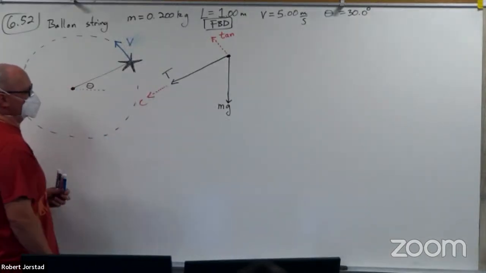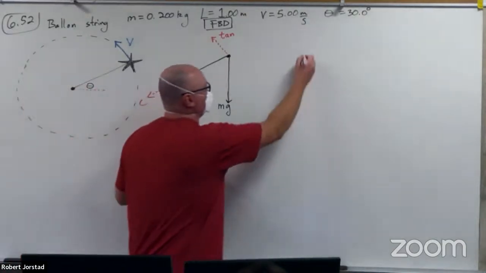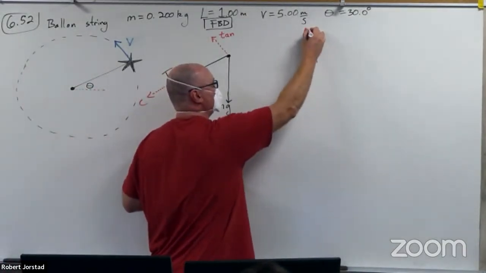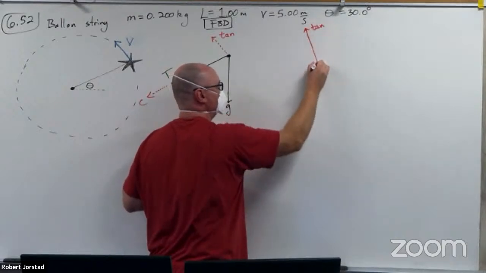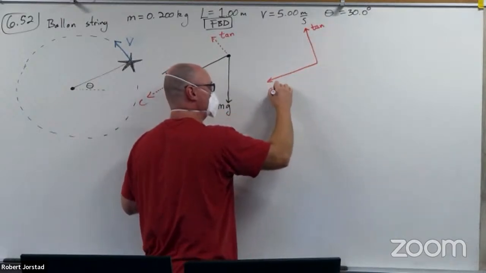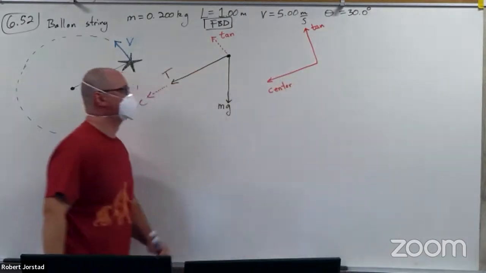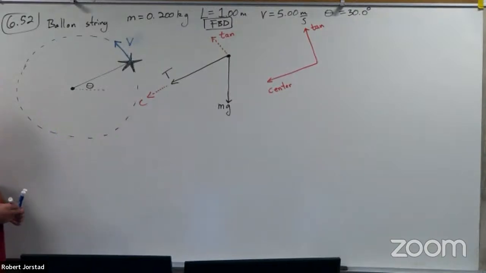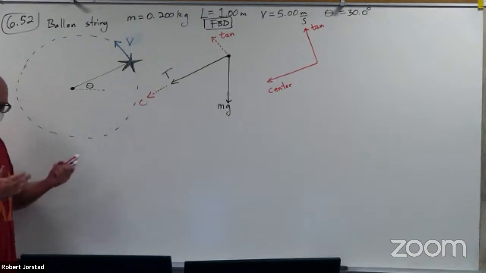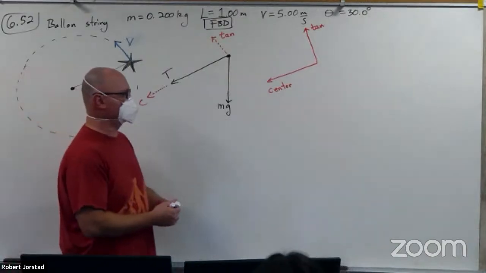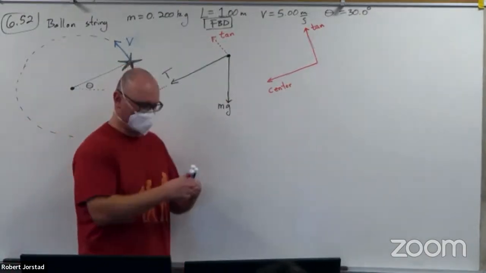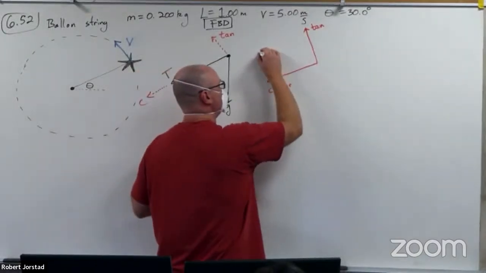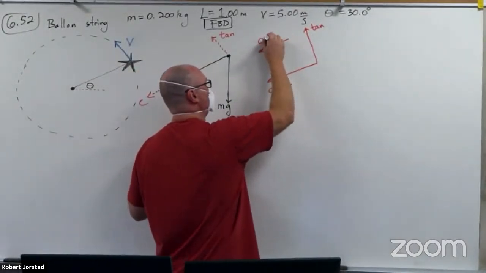Is this ball accelerating? I'm going to draw this coordinate system here. We've got a tangential direction and a direction towards the center. Is this thing accelerating as it goes around? What do you think? The ball on the string. Was it speeding up and slowing down and doing all kinds of stuff? Yes. Is there a component of acceleration towards the center? Always. Yes. So there's going to be some AC.